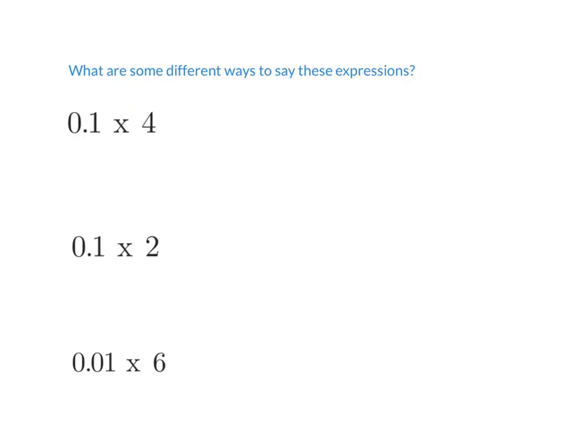Here we have some different expressions. Okay, let's take a look at the first one first. 0.1 times 4. That's one way to say it. What's another way to say it? 1/10. I could say it as 1/10. Okay, 1/10 times 4. Or 4 copies of 1/10. Do you guys agree?